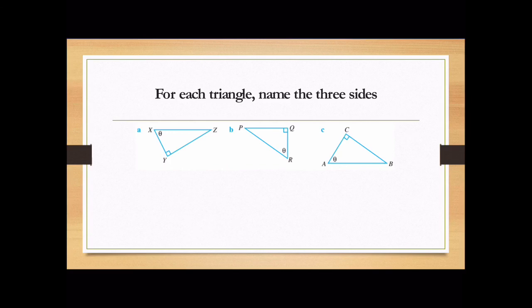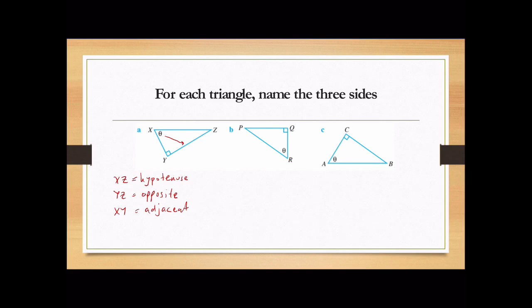So for each of these, name the three sides. If you look at the first one, it's always easiest to name the hypotenuse first, because that is always the same. After that, we look from the angle we've been given. Directly across from theta is YZ, so it is opposite. And last of all, the one we haven't used is XY. That will be adjacent. So you need to be able to identify these sides.